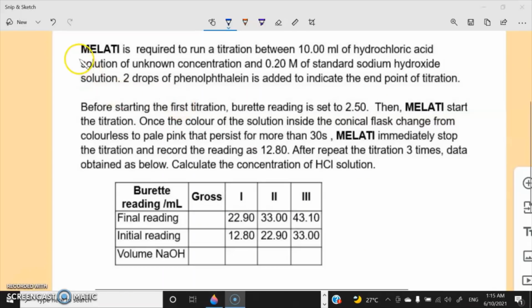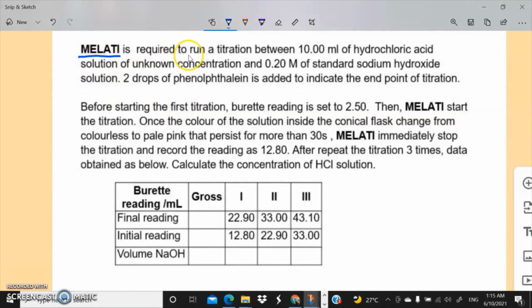Now let us see this result. Molarity is required to run a titration. So what is the meaning of titration? Titration is a laboratory technique to determine the concentration of an unknown solution. Molarity is required to run a titration between 10.00 ml of hydrochloric acid solution of unknown concentration. So in this experiment, we don't know the concentration of hydrochloric acid. So that's why we want to do titration.